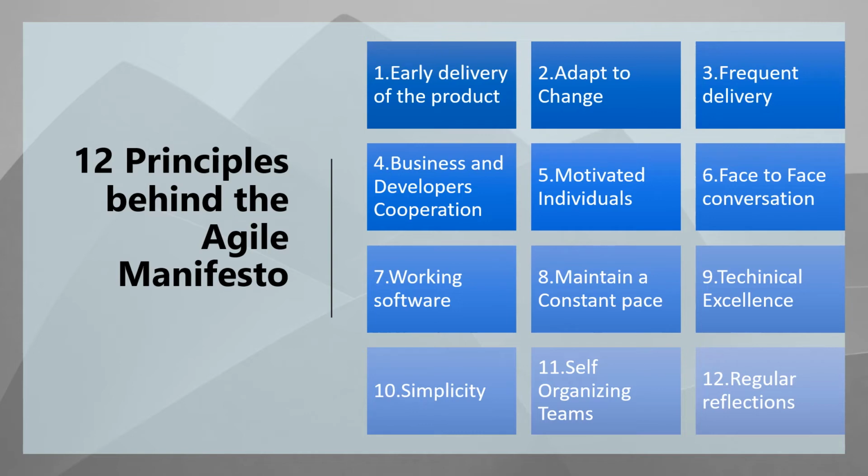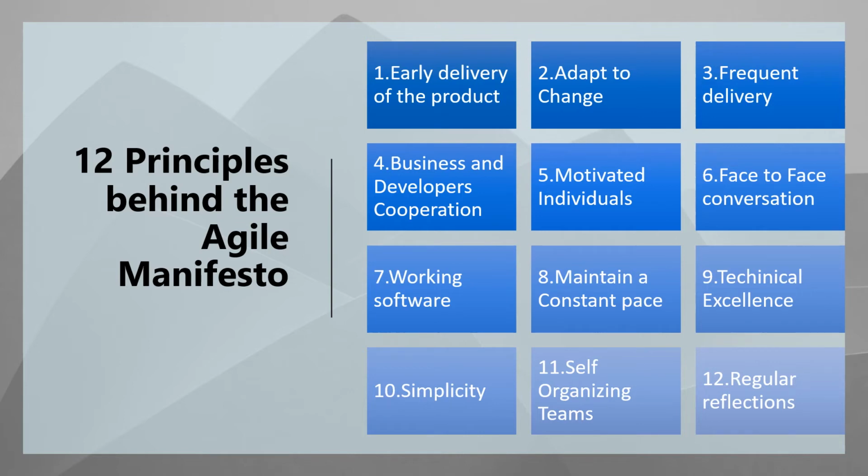The third is frequent delivery. Deliver working software frequently, from a couple of weeks to a couple of months, with a preference to the shorter time scale. To ensure timely delivery, agile teams divide lengthy projects into manageable time frames. These time frames, known as sprints in the Scrum methodology, typically last 1 to 4 weeks.